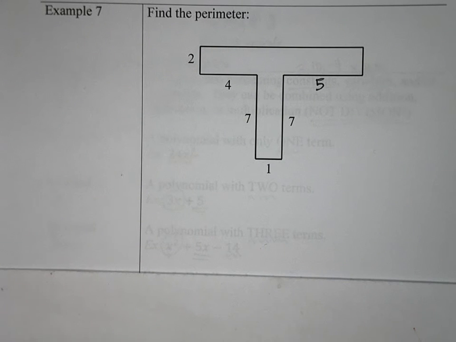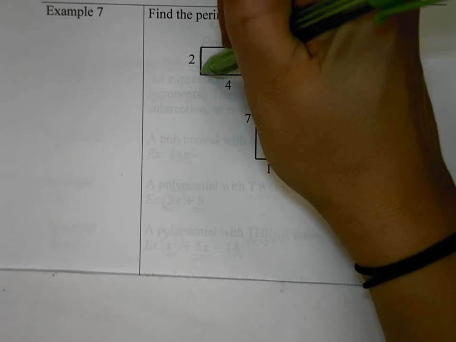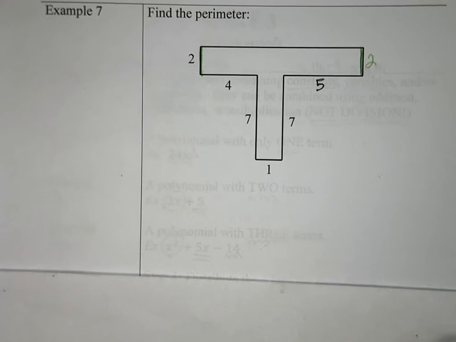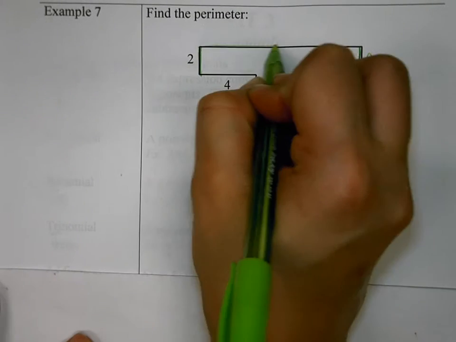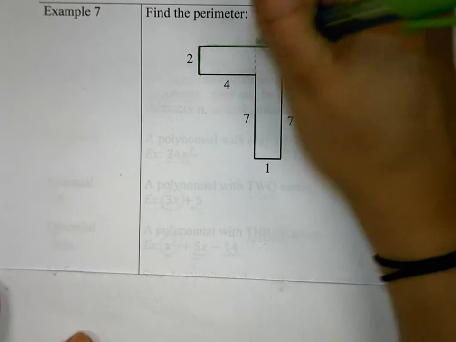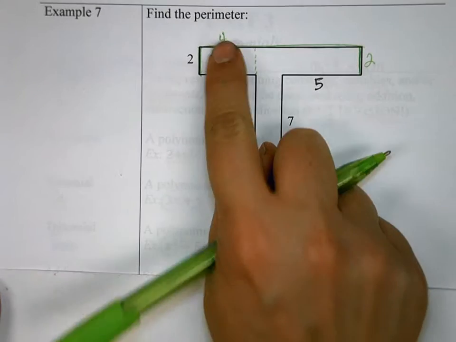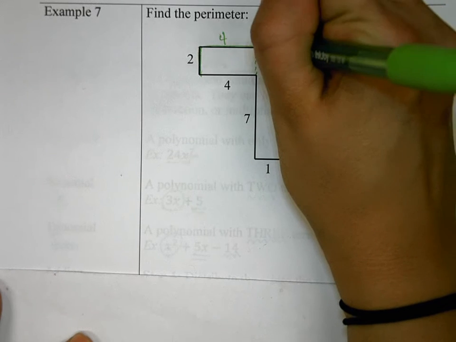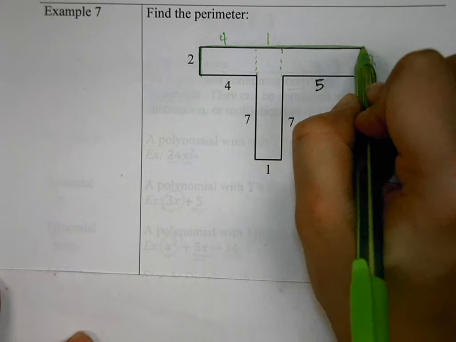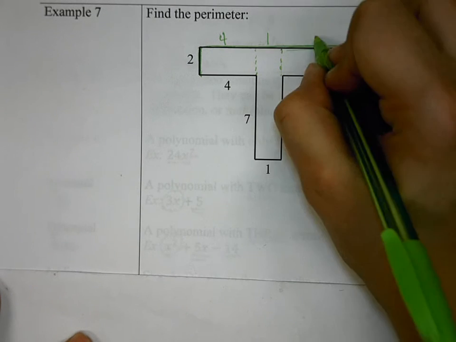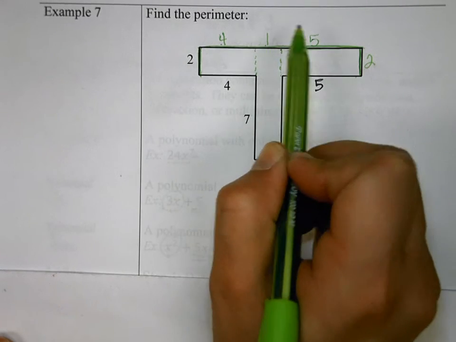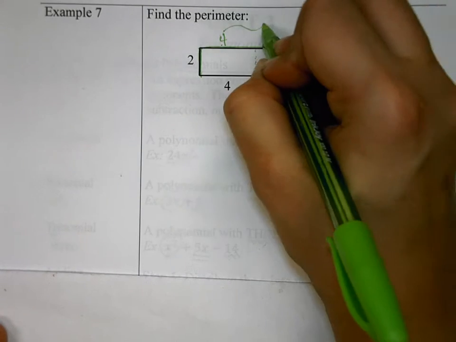So if this side is 2, and this side is the exact same length, it is also 2. So how would I find the length of this long piece? Well, I know that up to this point it's 4. I know that this piece right here is 1. And I know that this piece right here is 5. So the length of this whole piece is 4 plus 1 plus 5, which is 10.